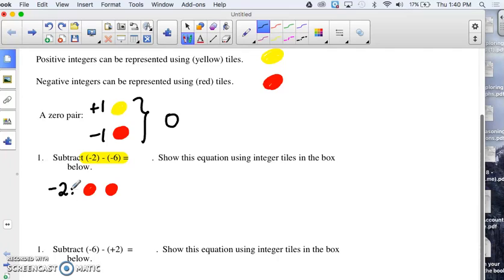Now, right now we have -2, but we don't actually have enough tiles to subtract -6 away. So what we want to do is add the difference of tiles that we need, which is 4. So that's what I'm going to do right now. So I'm going to add 1, 2, 3, 4 tiles, okay? Now, the problem is that right now we're showing -6. We still want to show -2.